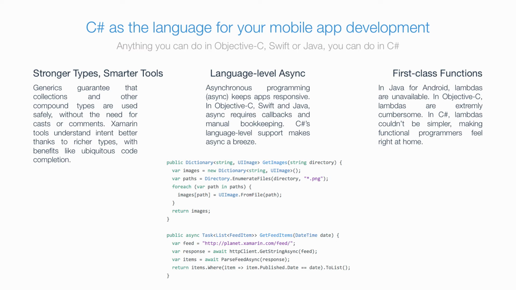Another great advantage is language level async, and async just stands for asynchronous programming. So in Objective-C, Swift, and Java, asynchronous programming requires callbacks and manual bookkeeping. C# has language level support for async programming that is just amazing.